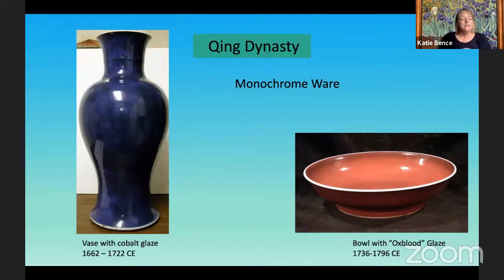The Qing dynasty was considered the last outstanding period of ceramic production in China. And in fact, it was considered the last important dynasty. Monochrome ware became especially popular in the reign of the Qing Emperor Kangxi. He reigned from 1661 to 1722. The monochrome ware, while simple in design, was very hard to produce.